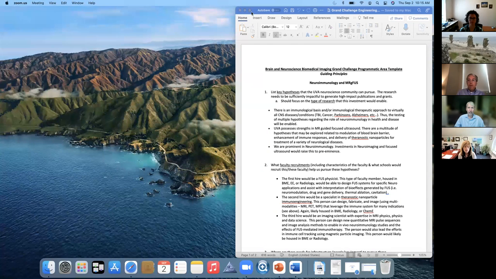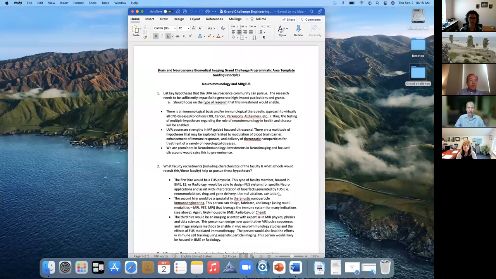So let me just pull up the first one that I have here and share my screen so everybody can see it. One second here. All right, can everyone see that document?